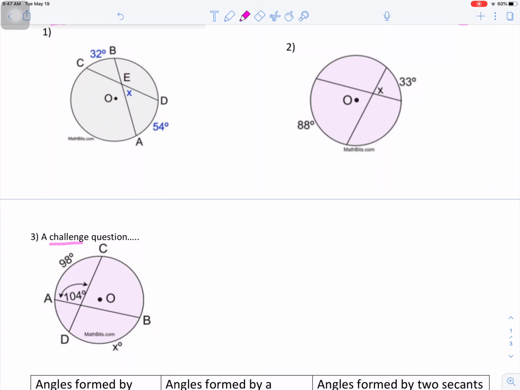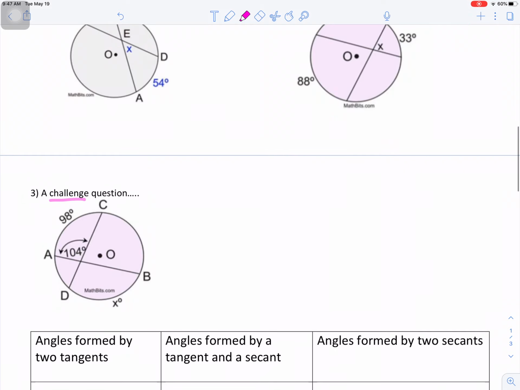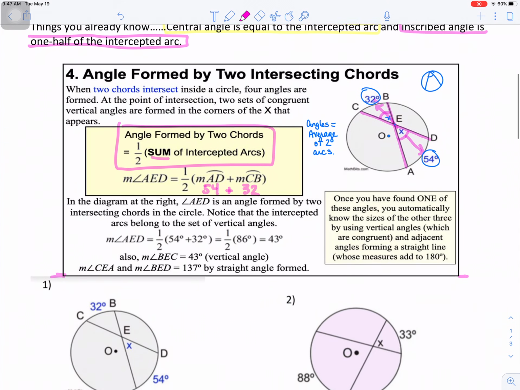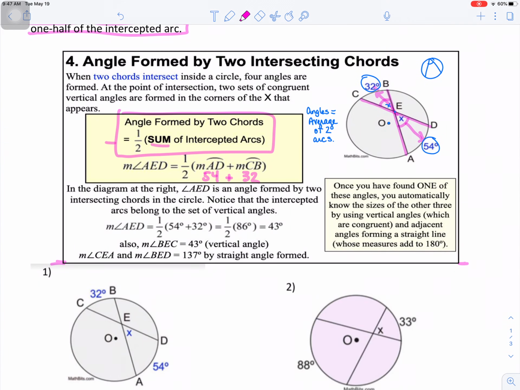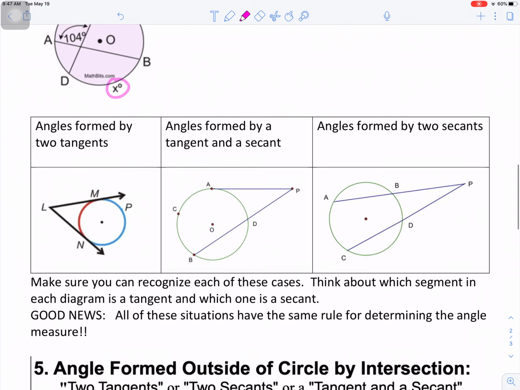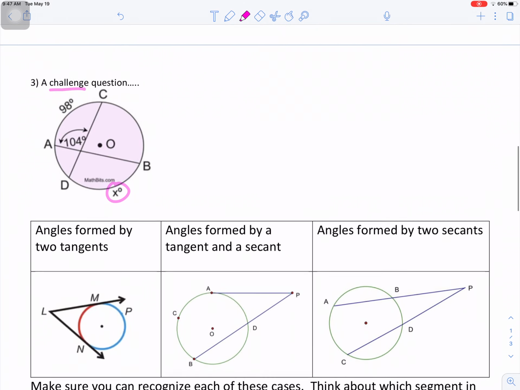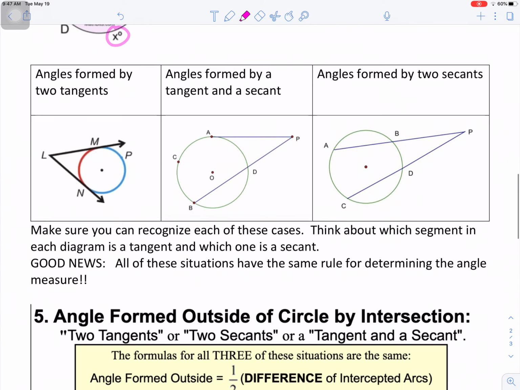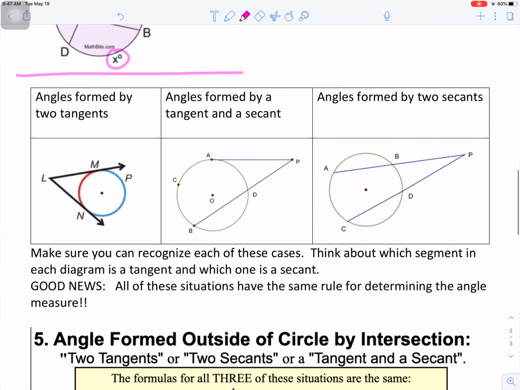This one's a bit of a challenge because I'm telling you what the angle is and I'm looking for the arc. So if you use this formula and you fill in the angle, the 1/2, one arc plus the other arc, and solve it, you'll get the other arc. 1 arc plus x. Okay, this is the next situation. So that's the first thing you have to walk away understanding.